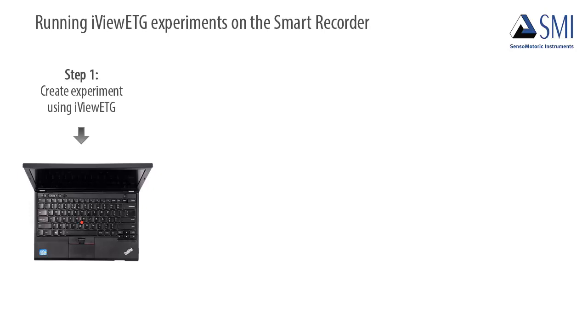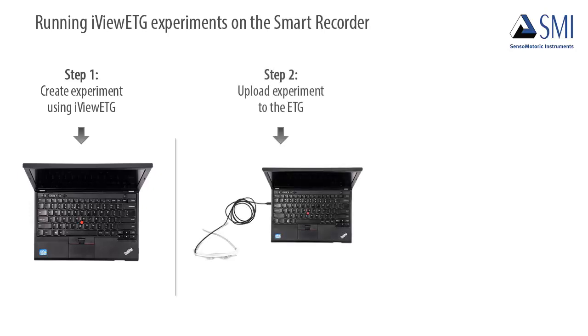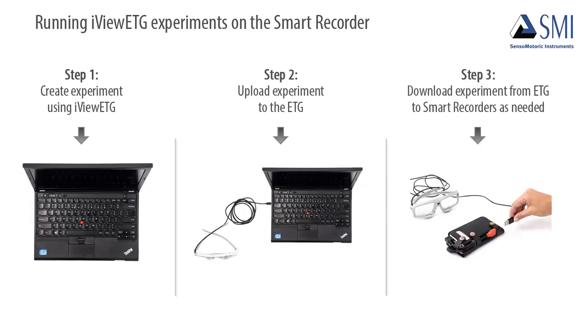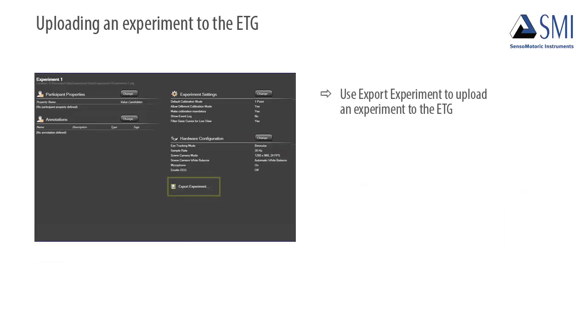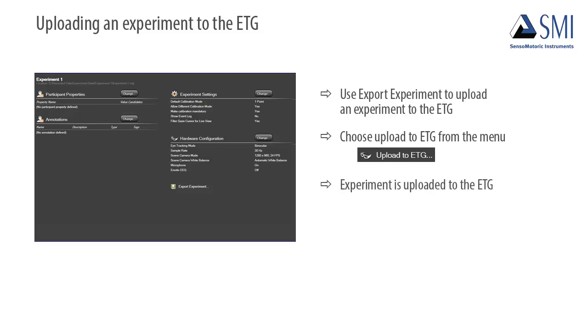First, create an experiment using iView ETG. Then upload the experiment to the ETG. Then you download the experiment from the ETG onto as many SmartRecorders as needed. Use Export Experiment to upload an experiment to the ETG. Choose Upload to ETG from the menu. The experiment is then uploaded to the ETG.